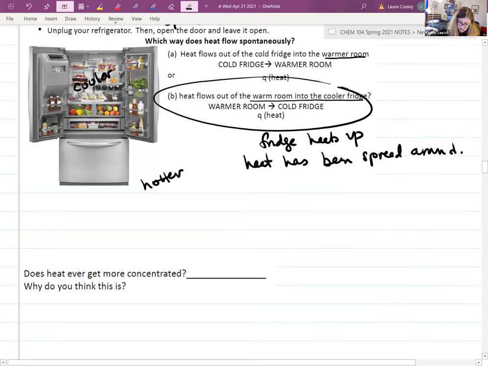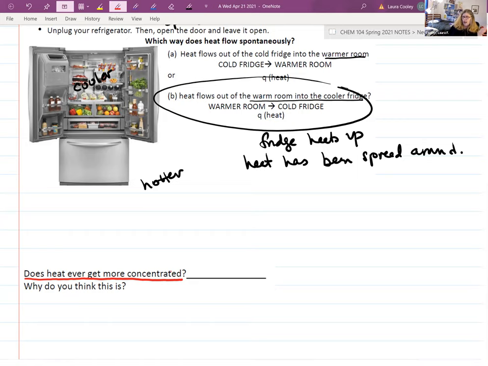So here's a very interesting question. Does heat ever get more concentrated? If you have a room and you have a radiator in one corner of the room, and you turn that radiator off, so it's not generating more heat, does that radiator ever get hotter just sitting there? No, that's not what happens. Things tend to get to the same temperature.